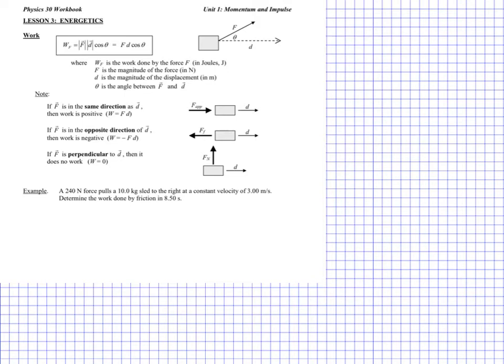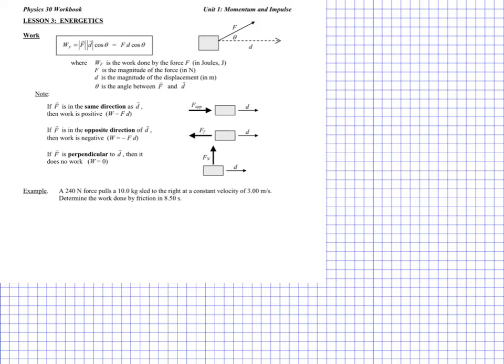Now this F d cosine theta formula is considering a force being applied at an angle. So if this is our mass, and the mass is going to be dragged along this distance, so it's moving a horizontal distance, it's possible to do that with a force applied at an angle, and that's where we would use this F d cosine theta. So it's just a recap there from Physics 20.